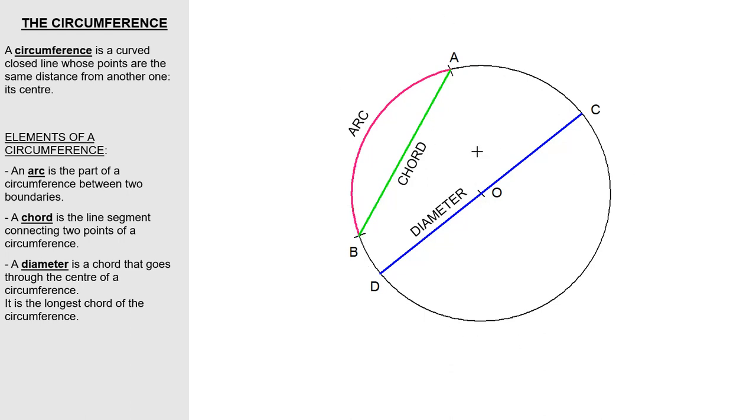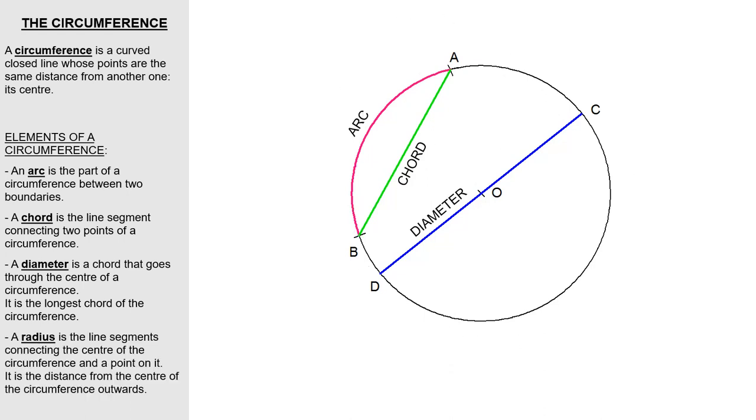We only have one last element to define on a circumference, its radius, which can be described in two different ways. One as the distance from the center of the circumference outwards, and the other one as the line segment that joins the center of the circumference to a point on it. This line segment OE is a circumference radius because it joins its center O to point E on it.